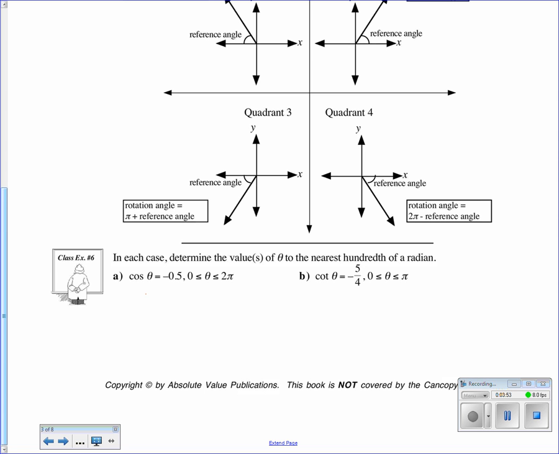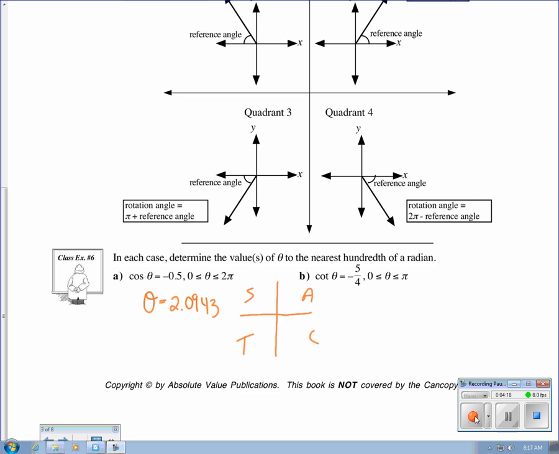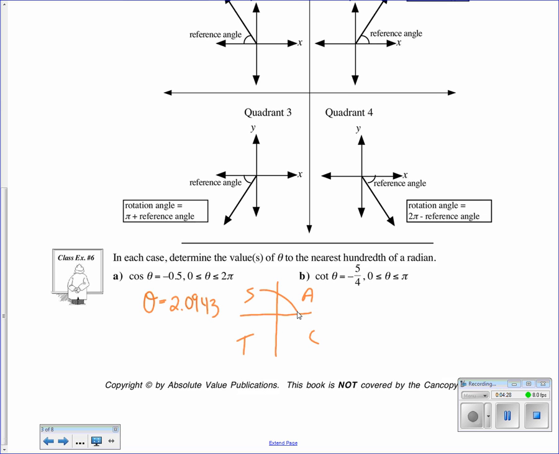So inverse cos of negative 0.5 is 2.0943. We're still doing things to the 100th of a radian. That's a little awkward, considering most of you are anticipating the unit circle. Where is this? CAST. 2.0943. Where is that in the quadrant system? So if you recall, half a rotation, or 180 degrees, is equal to pi, or 3.14. This is less than that.